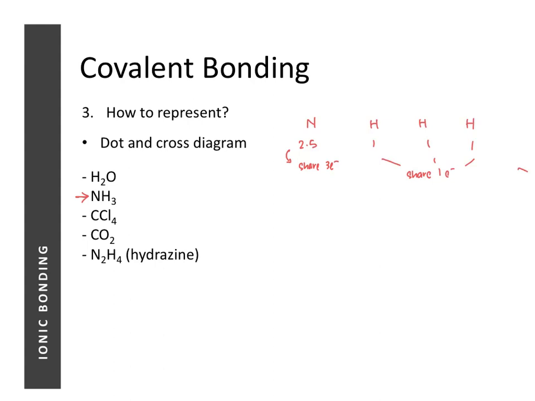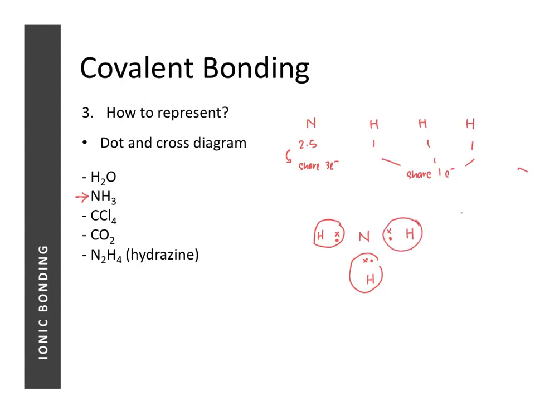So how do we share such that all atoms get the required number of electrons? Again, the trick is to put the atom that needs the most electrons in the middle. Nitrogen needs to share 3. There are 3 hydrogen atoms that need to share 1 each. So nitrogen will share 1 with each hydrogen.